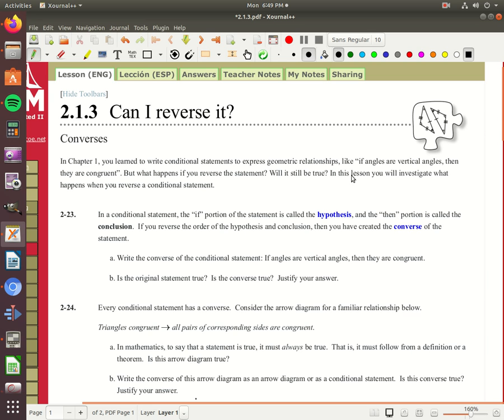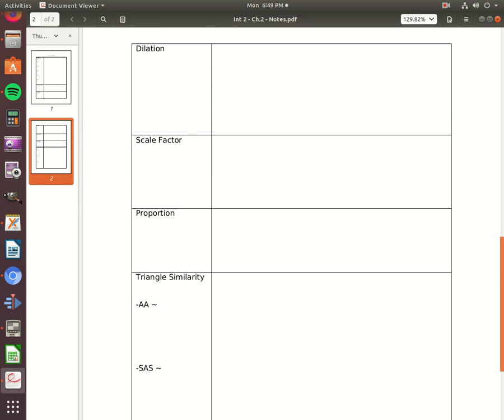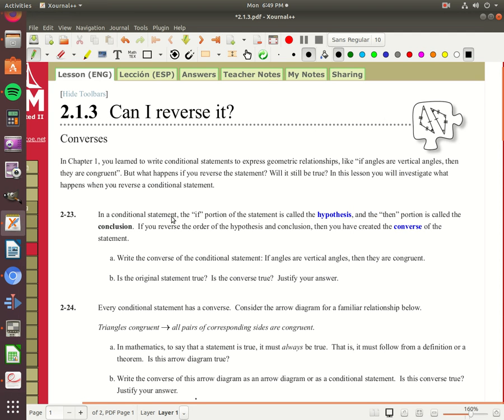Again, those if-then statements. So hopefully we have that. We definitely want to make sure that we know what the conditional statements are from chapter 1, but also the converse statement is when we swap the if and the then. In a conditional statement, the if portion of the statement is called the hypothesis, and the then portion is called the conclusion. If you reverse the order of the hypothesis and conclusion, then you've created the converse of the statement.